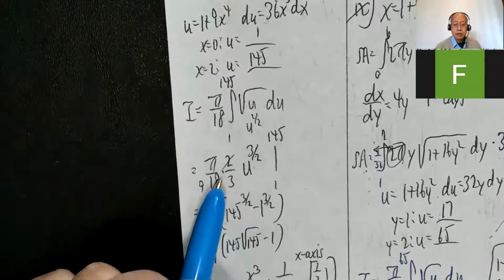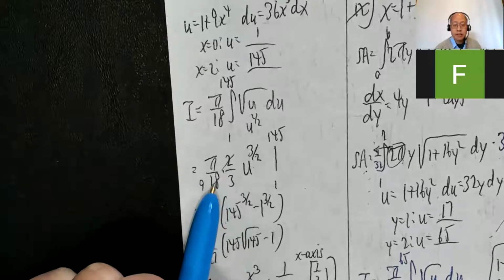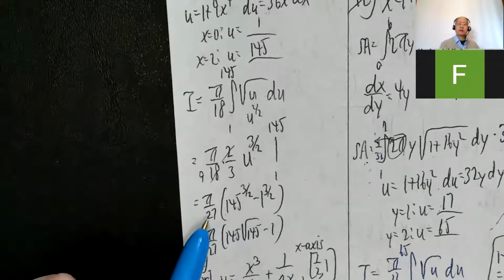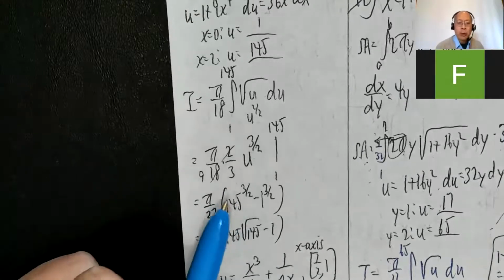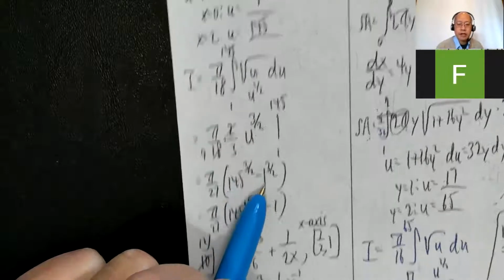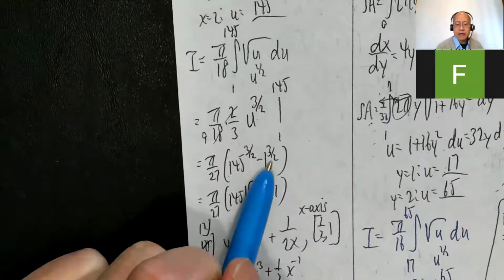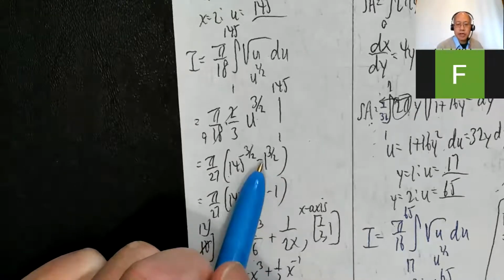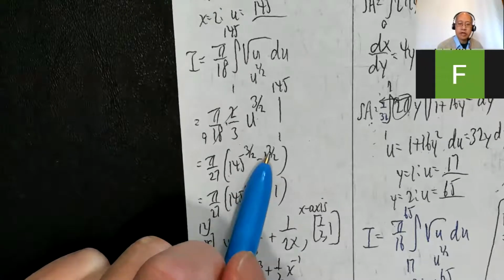Common theme. Okay, let's see what happened here. 2 cancels with the 18, giving me 9. 9 times 3 is 27. So pi over 27, 145 to the 3/2 minus 1 to the 3/2. Okay, 1 to the 3/2 is 1, right? 1 to anything is 1. If you go literally by the letter of the law, you take the square root of 1, which is 1, then you cube it, it's still 1.